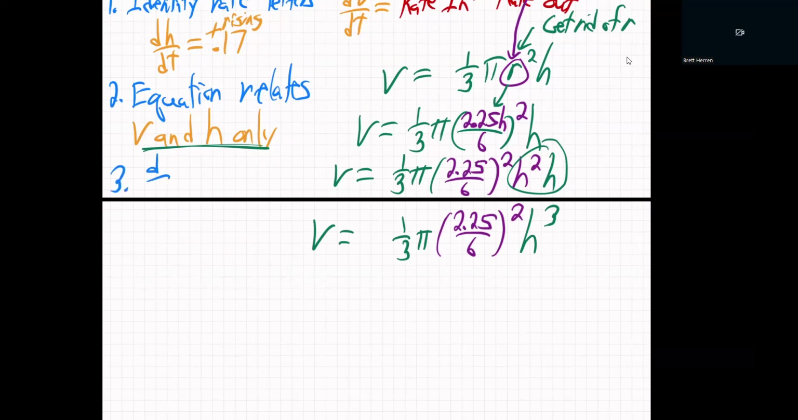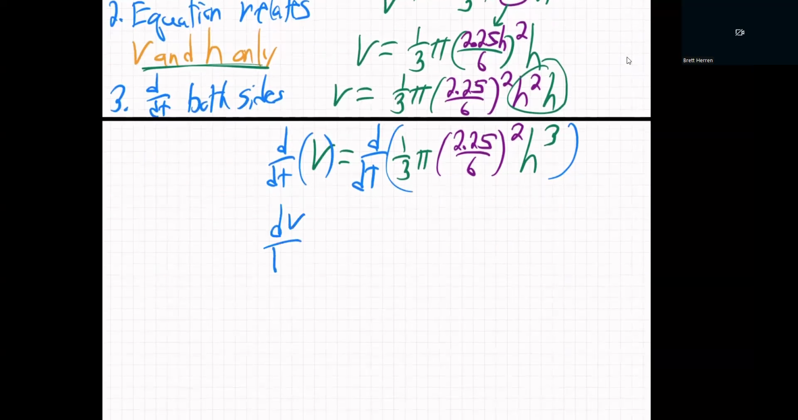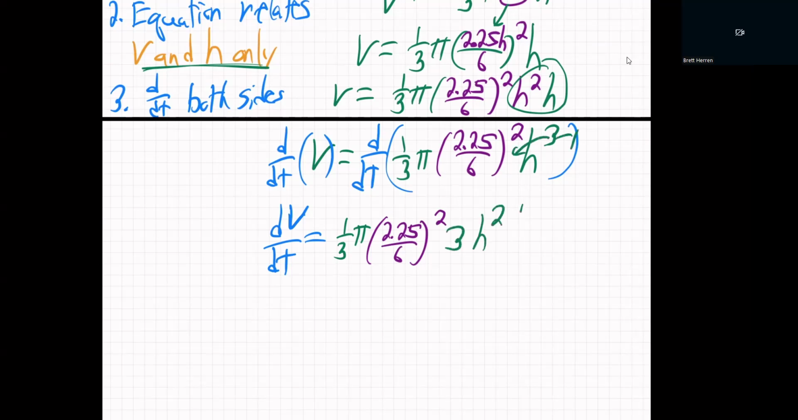Step 3, d/dt, both sides. So once you've got that equation that only involves those letters, you're going to take the derivative with respect to time of the left side, and the derivative with respect to time of the right side. So what's that going to give us? That's going to give us dV/dt equals 1/3 pi, 2.25 over 6 squared stuff there. Okay. And the third power comes down. Subtract 1 from the power, H squared, and then dH/dt.